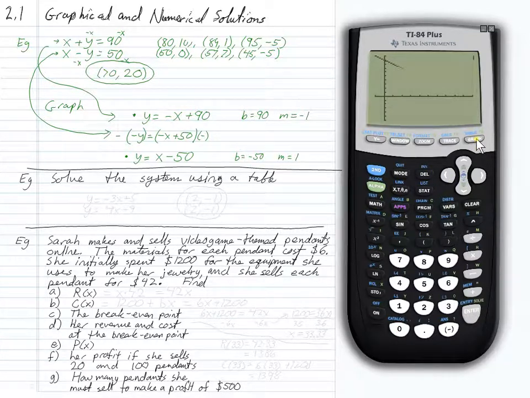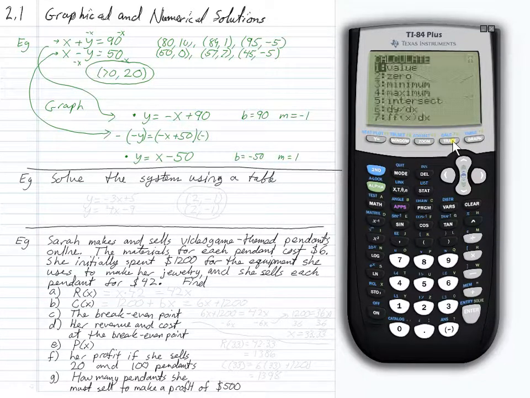Alright, so now we can see both of our lines much more clearly, and very carefully we can pick out the point where they intersect. And it appears to be at about (70, 20), just like we thought. Now, to verify that, what you'll need to do is calculate that intersection point.